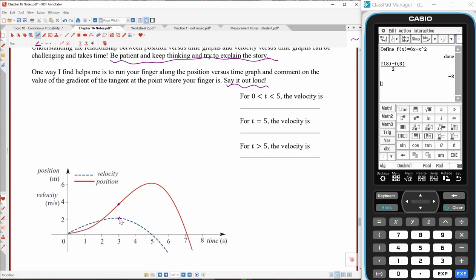This means here I'm moving to the right. These are positive velocities, which sums up what's happening here. I start moving to the right and then I start moving to the left. At this point, I am moving left and I am left of the origin. This point here, I'm moving left and I'm to the right of the origin. All right, so for 0 < t < 5, the velocity is positive. For t = 5, at exactly that point, the velocity is 0. And for t > 5, the velocity is negative.